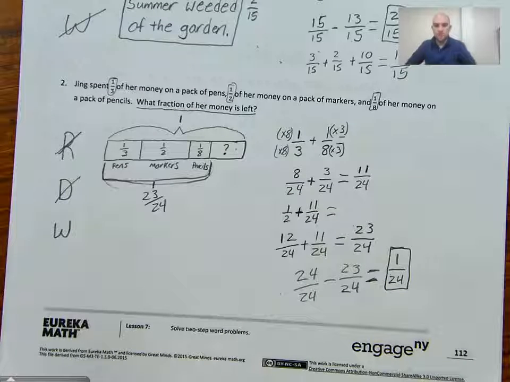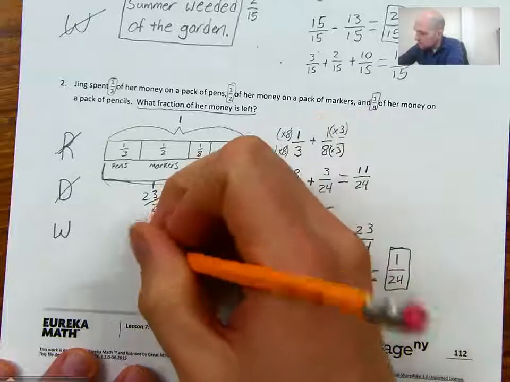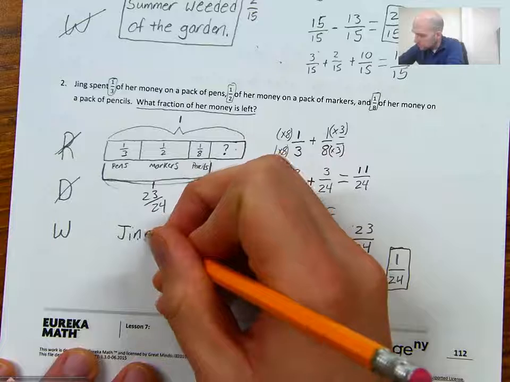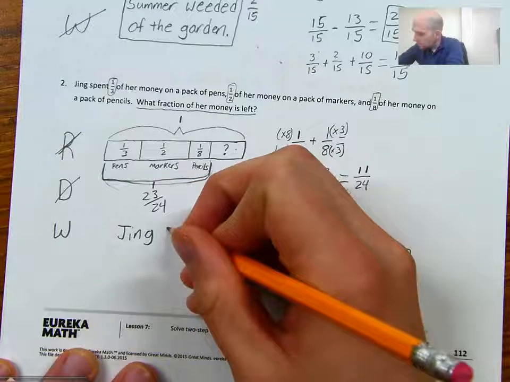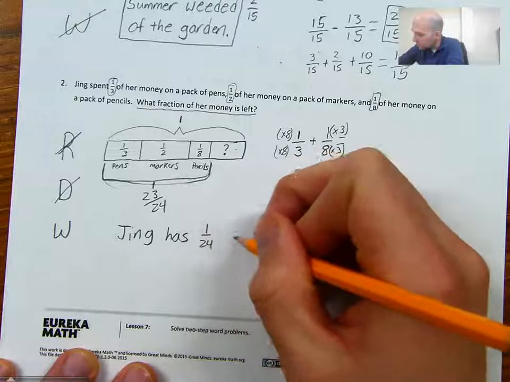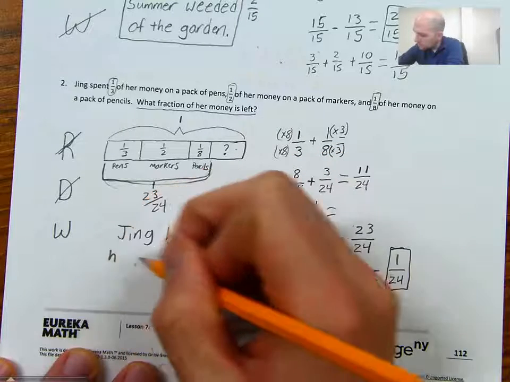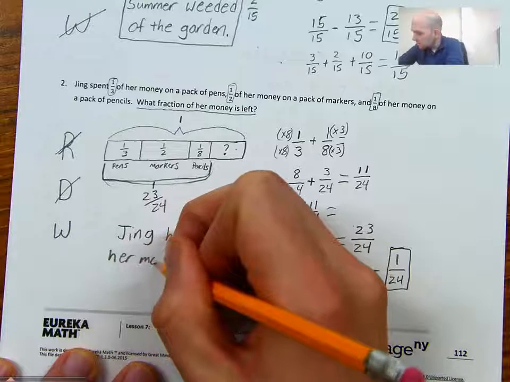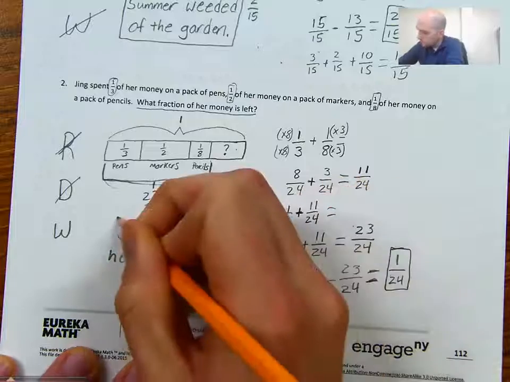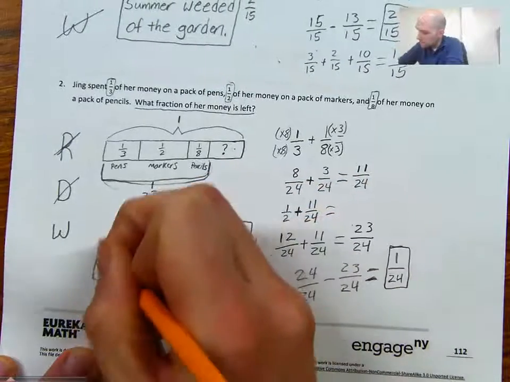I'm done drawing and I'm done doing my arithmetic over here. What I need to do now is write my answer in the form of a sentence. So my sentence is going to be: Jing has 1 24th of her money left. And that is our answer.